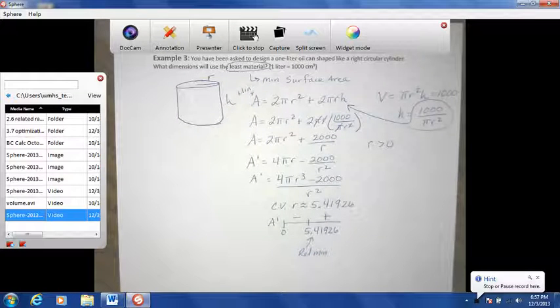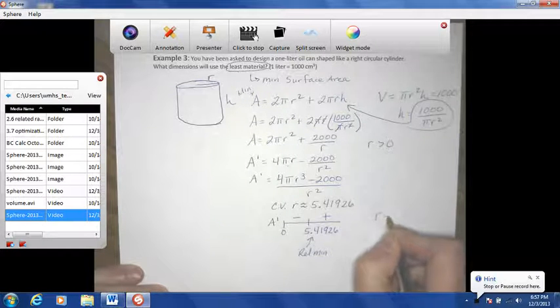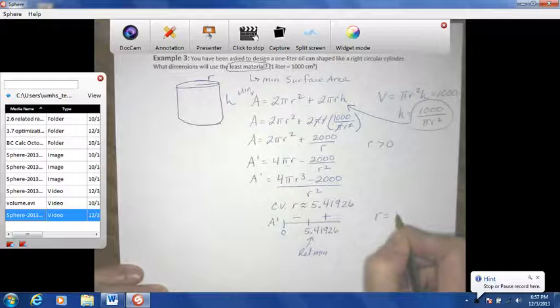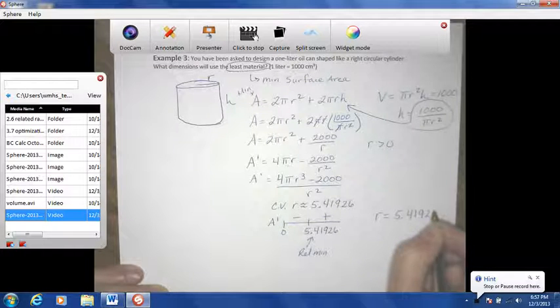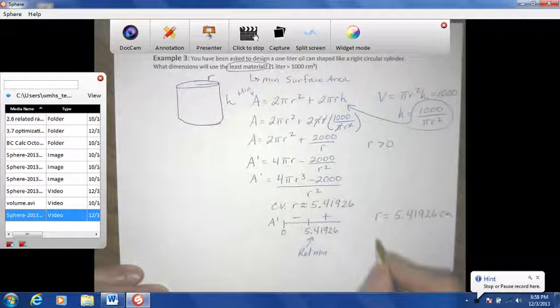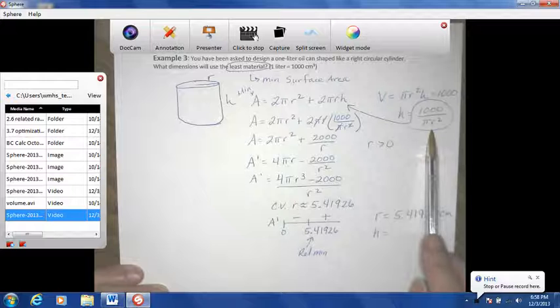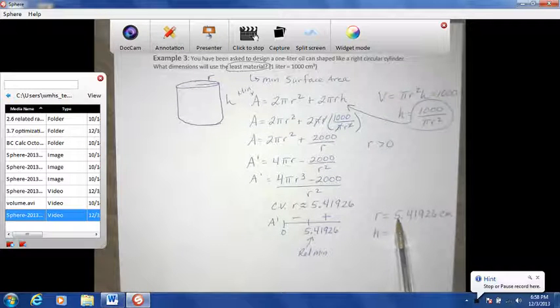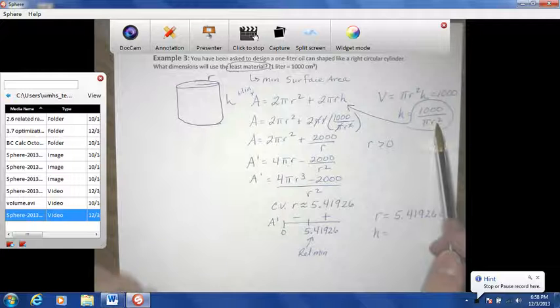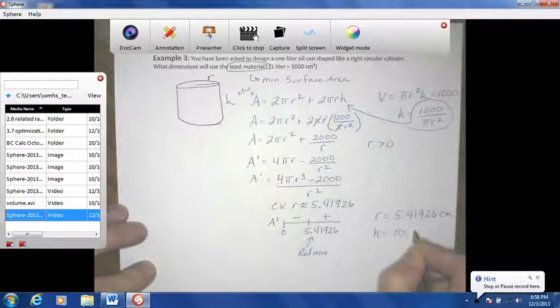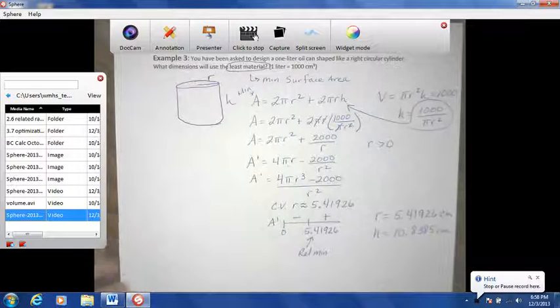Now, the directions said to find the dimensions that will use the least amount of material. That happens when the radius is 5.41926 centimeters. To find the height, the easiest place is back up here in our secondary equation. If I plug in the radius of 5.41926, I get that the height is 10.8385 centimeters. So we will use the least amount of material, and still hold a volume of 1 liter, with the dimensions right here.